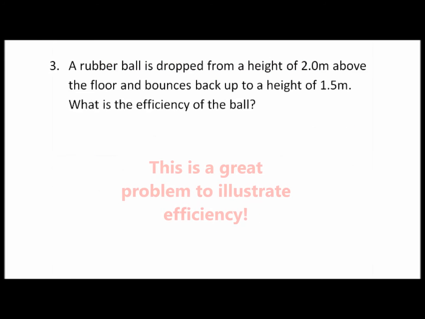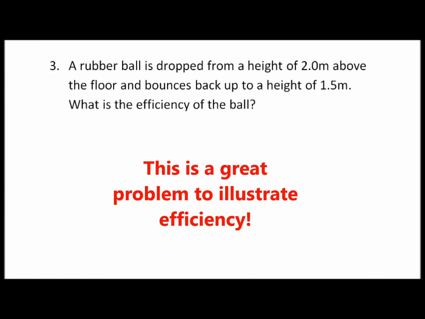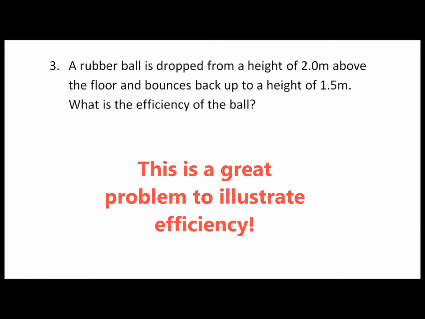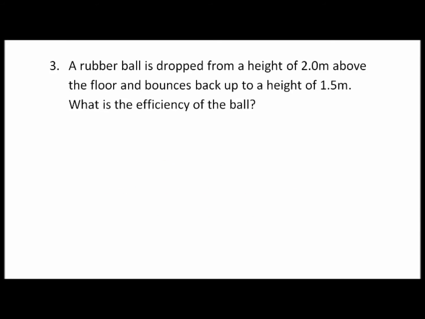And question 3 is a wonderful question because it really illustrates in a very visual manner exactly what efficiency is. We could make this problem just as complicated as we wanted to. We could calculate the work in and the work out and calculate the efficiency of the ball, but we'd have to have the mass of the ball to do that, and we don't have that. But we can look at the work in and the work out as being relative to the heights to which the ball is dropped and bounces. So let's draw a diagram of this.